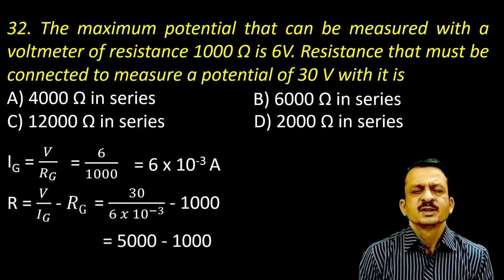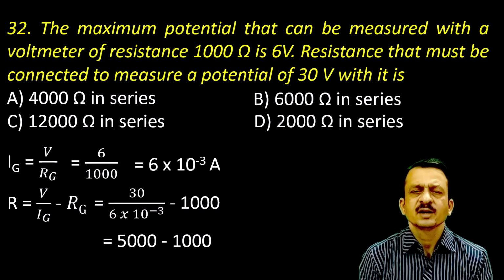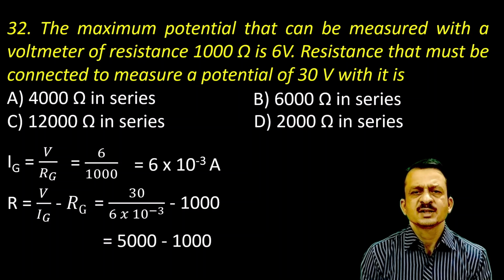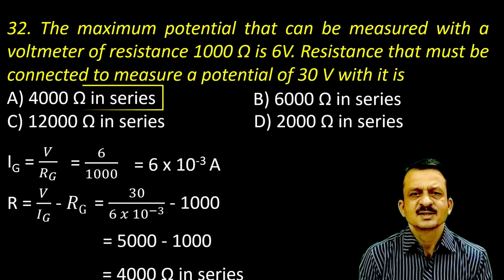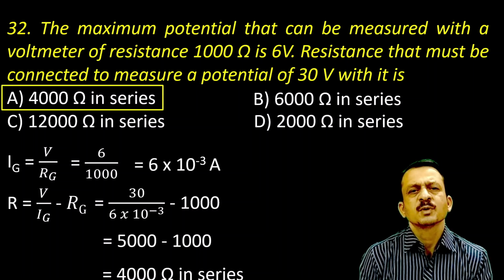Now, 30 by 6, it is 5. 5 into 10 raised to minus 3 is in the denominator. If I take it to the numerator, it is plus 3. So 5 into 10 to the power of 3, that is 5000 minus 1000, it is 4000. It has to be connected in series. Hence, A is the right answer here. Okay, very simple problem. Move on to the next problem here.